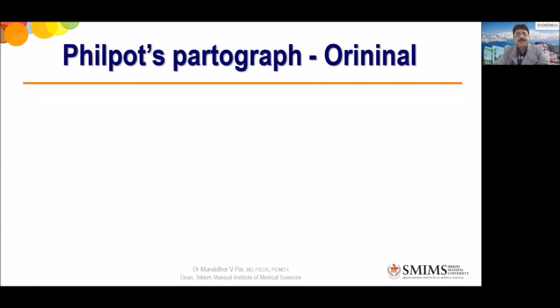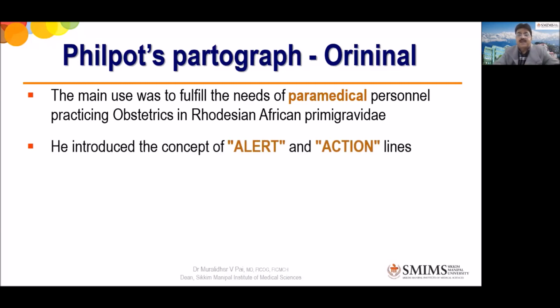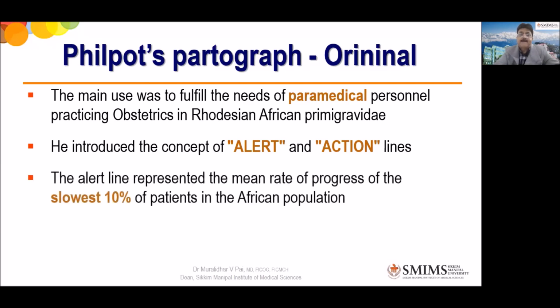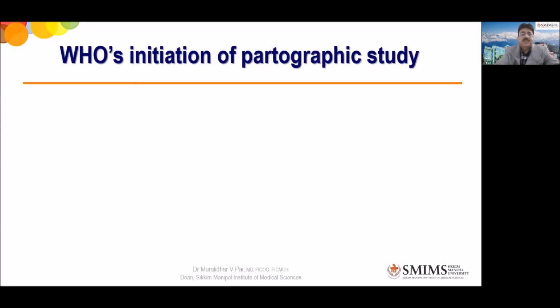As I said earlier, it is Philpot's partograph which was highly developed. The main use was to fulfill the need of paramedical personnel. As I said, the partogram can be used by non-doctors also. He introduced the concept of alert and action lines. The alert line represented the mean rate of progress of the slowest 10% of patients in the African population when he developed it. The action line was drawn in the original Philpot partograph 2 hours to the right of the alert line. But this has changed now.